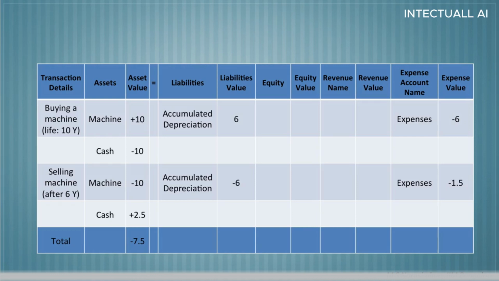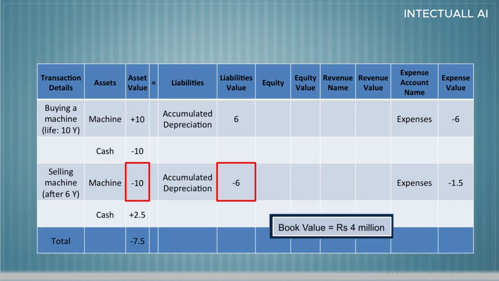Expense of minus 1.5 is a loss on sale of fixed asset. That is, you bought an asset worth 10 million, depreciated or got the benefit from the asset worth 6 million. The balance book value of the asset is 4 million. You sold this machine for 2.5 million. The difference of 1.5 million is a loss on sale of machine.